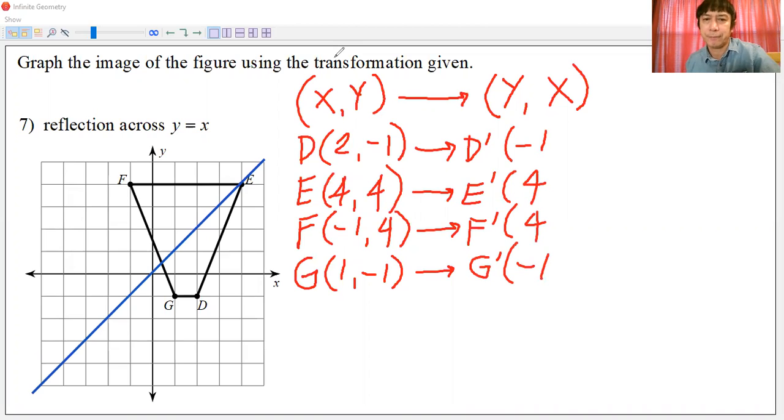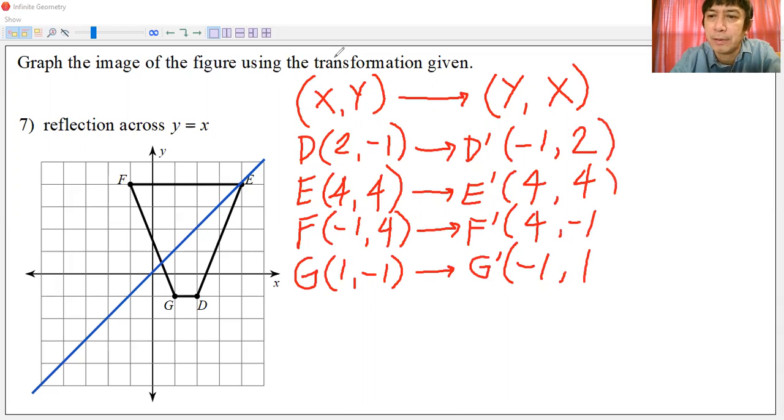Okay. All right. Yes. And now the values here will now be 2, 4, -1, and the 1. Yeah. All right. And we're done. Okay. That's it. You just have to interchange the X and Y for the points for the image. Okay, so let us plot the points and draw our figure. All right, for the D prime, it's -1, 2.